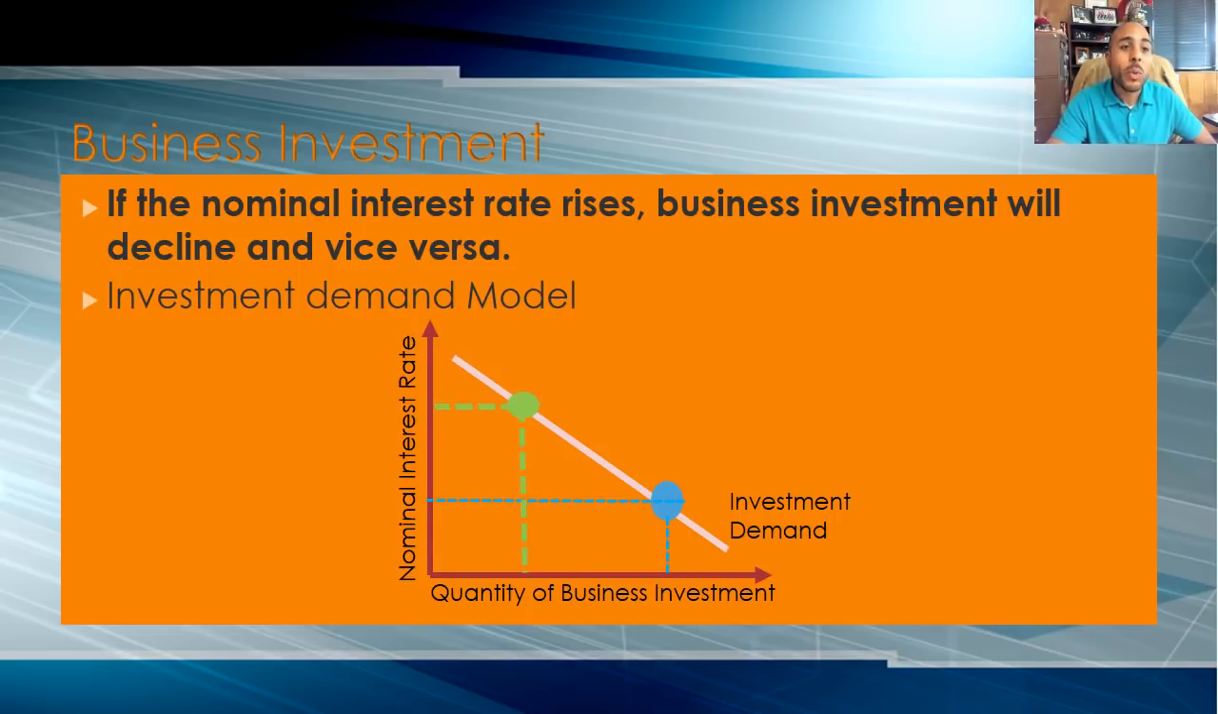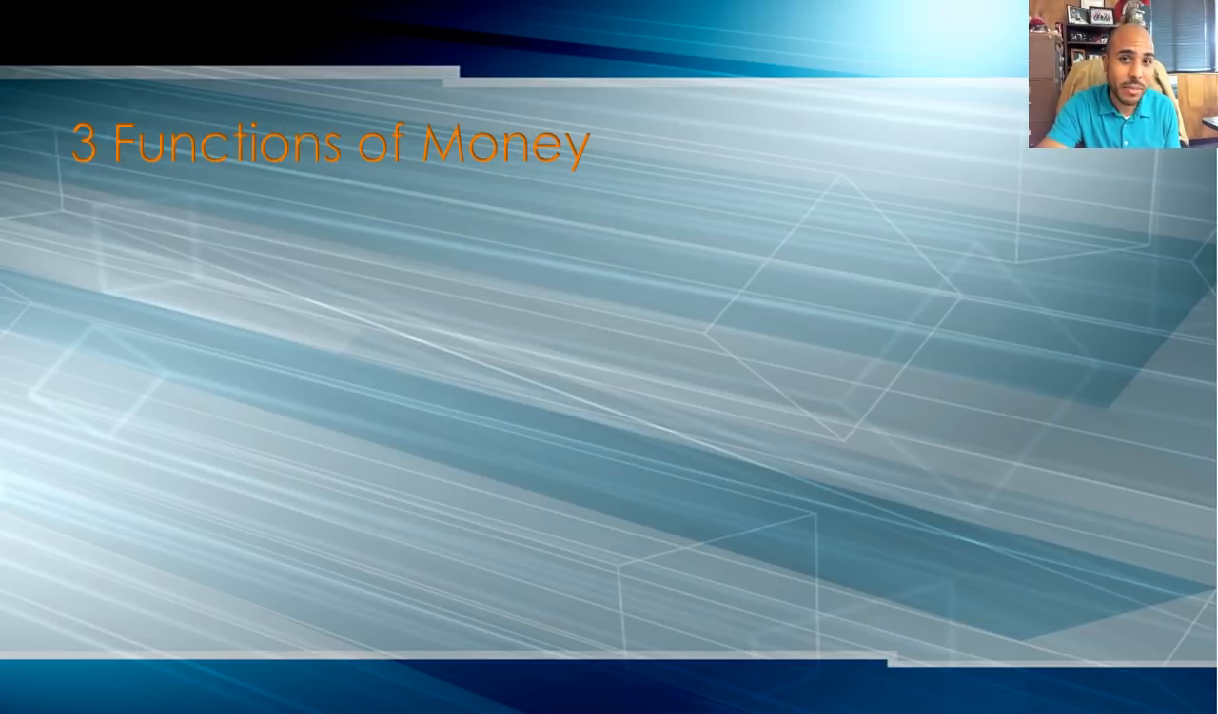So generally, when nominal interest rates are high, businesses invest less, but when the nominal interest rate is low, businesses invest more. You may remember that this is related to that phenomenon known as crowding out. When the government borrows more money, it causes interest rates to rise, and businesses will choose to invest less.